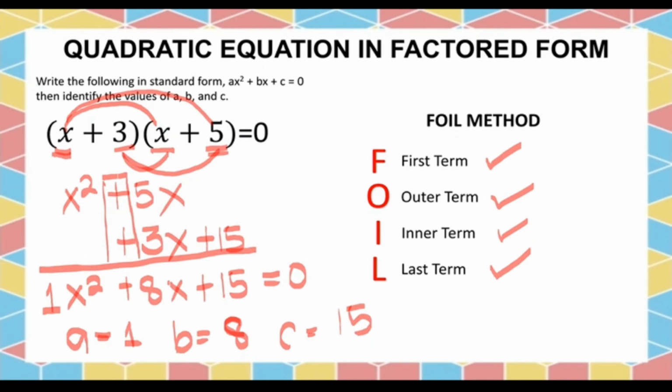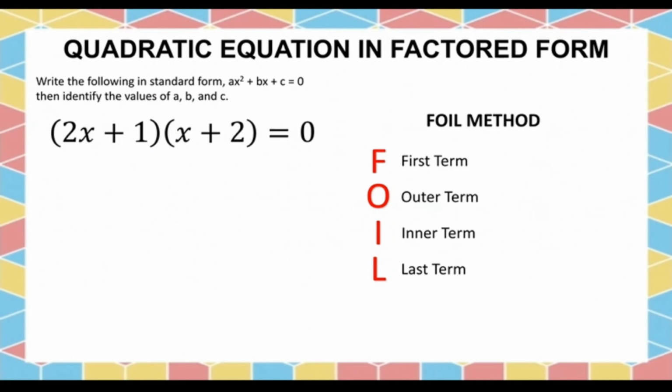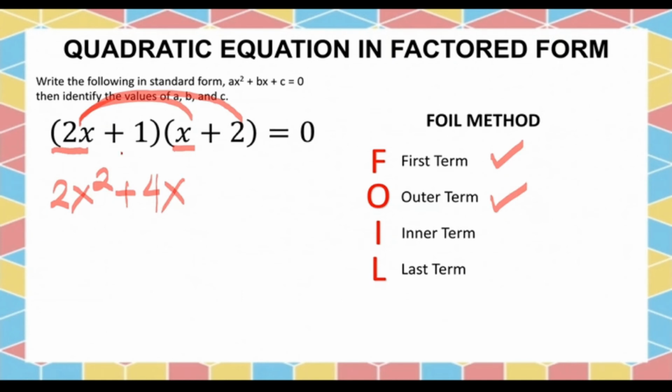Okay, let's proceed with example number 2. So, suppose we are going to again write this equation in standard form and identify the values of a, b, and c. So, our first term is 2x times x. The product is 2x squared. The outer term is 2x times 2. Product is positive 4x. Next is the inner term, 1 times x. The product is positive 1x. And the last term is 1 times 2. The product is positive 2.